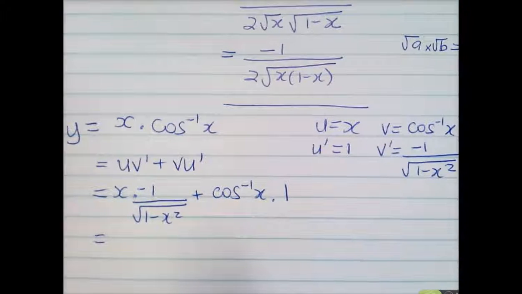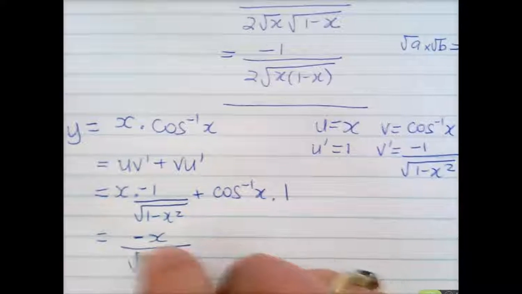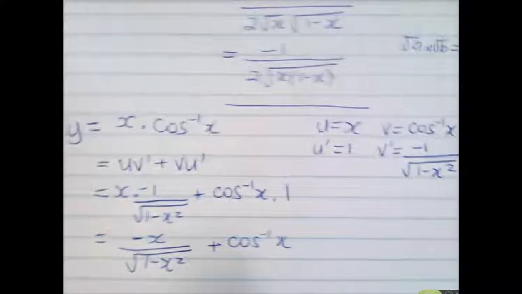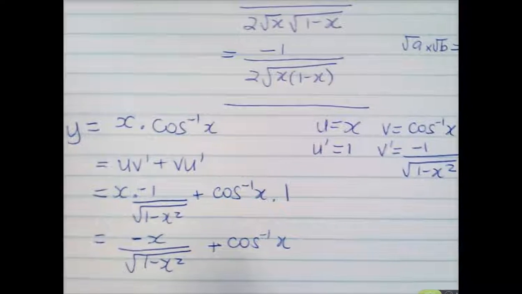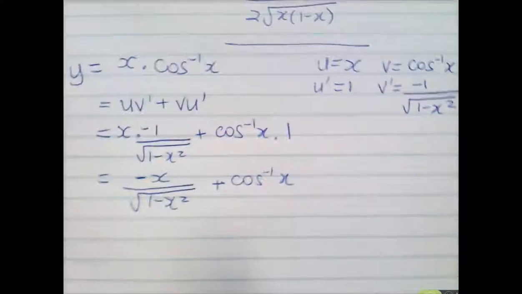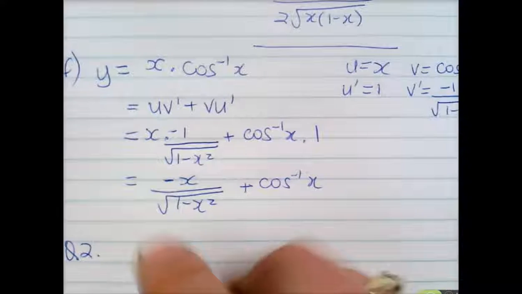How do you simplify the first one? Just what's on the numerator? Negative x over the square root of 1 minus x squared plus the inverse cos of x. Done. So you just leave it like that? Yeah, you can't do anything with it. That was question 1F from your exercise. This is the next exercise.